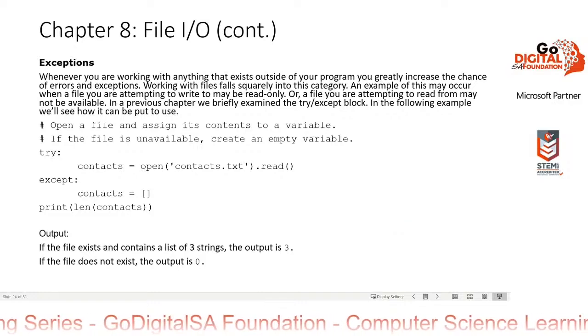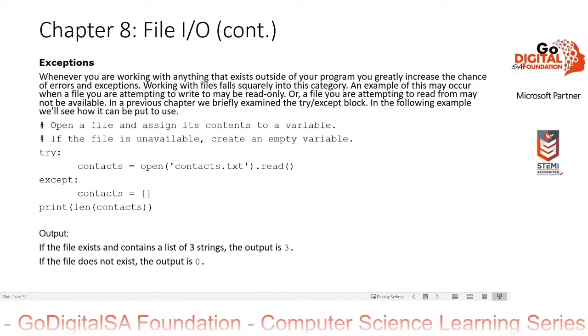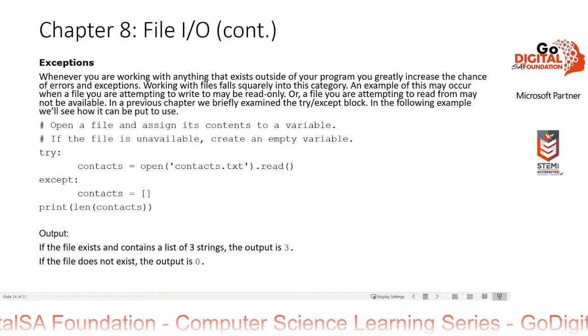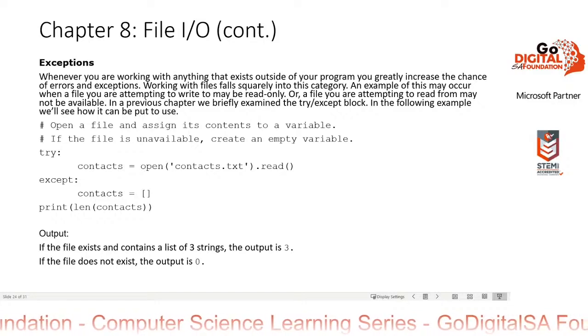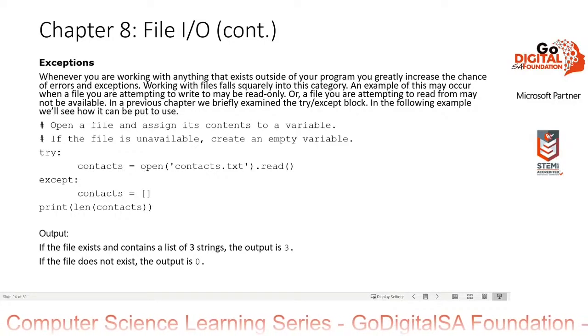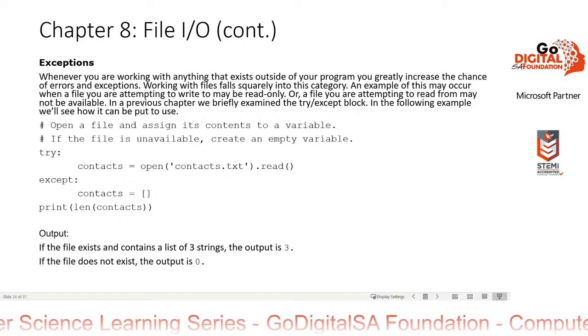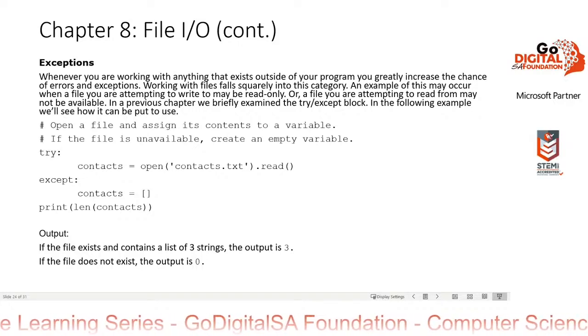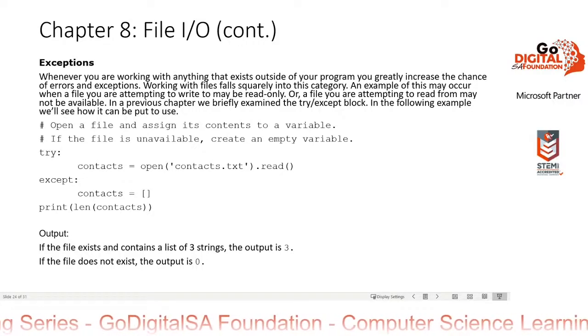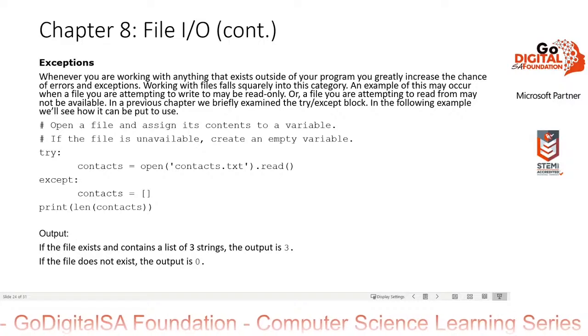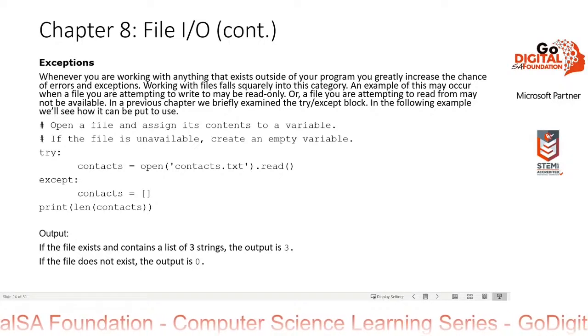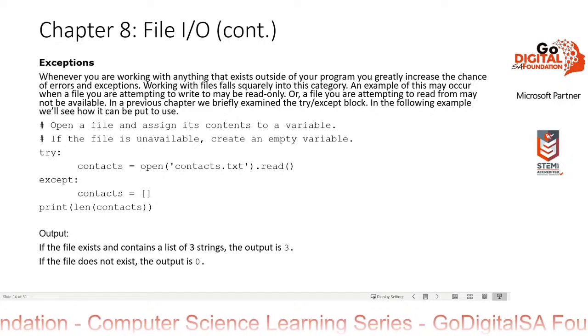Exceptions. Whenever you are working with anything that exists outside of your program, you greatly increase the chance of errors and exceptions. Working with files falls squarely into that category. An example of this may occur when a file you are attempting to write to may be read-only, or a file you are attempting to read from may not be available.